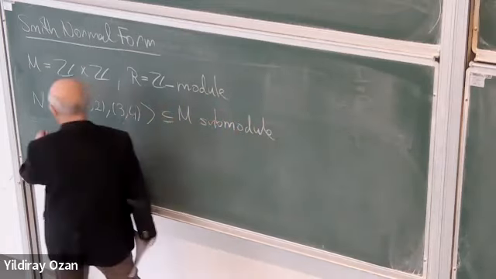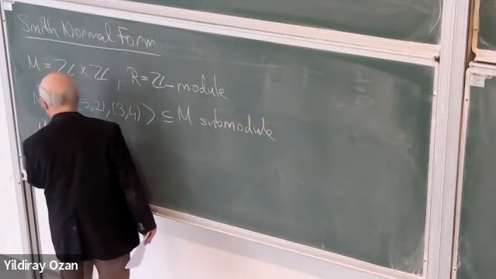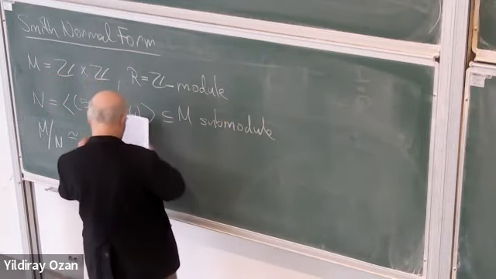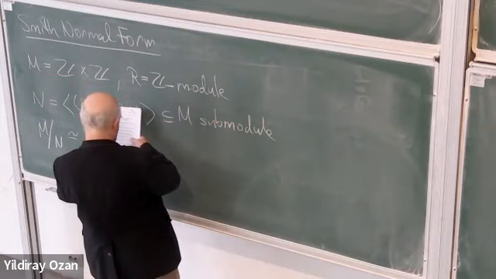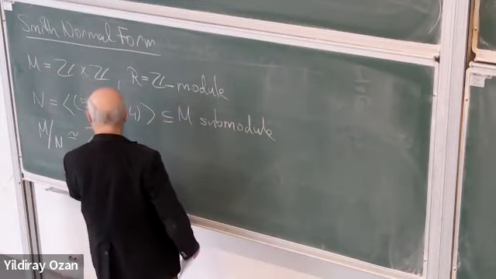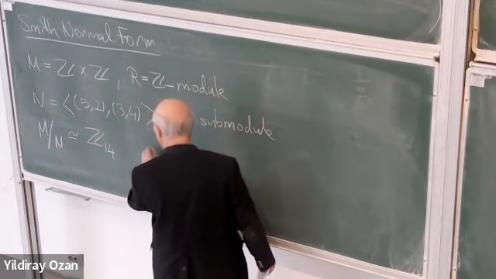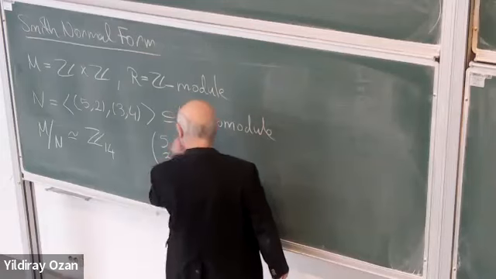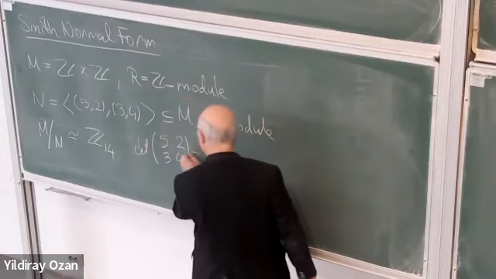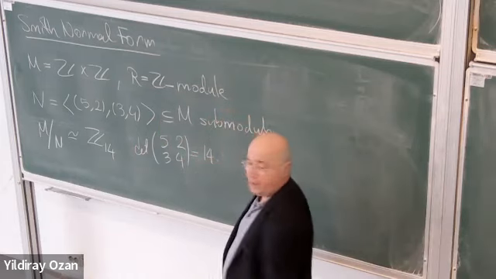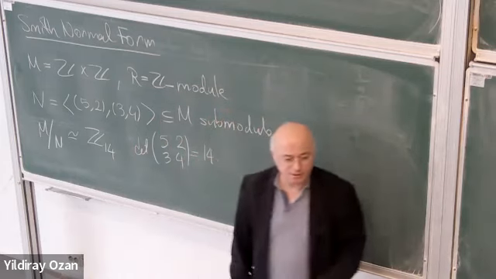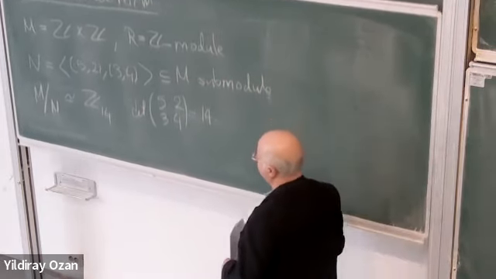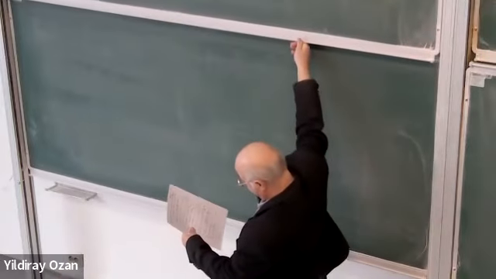And I told you last time that M divided by the submodule is isomorphic to Z14. And this 14 is nothing but the determinant of this, right? So when you take the determinant of this, you get 14, and I will explain why. So that's the format of today's lecture, and its setup is the following.